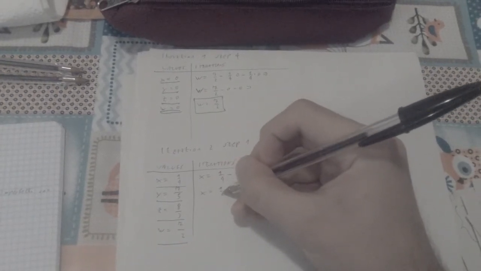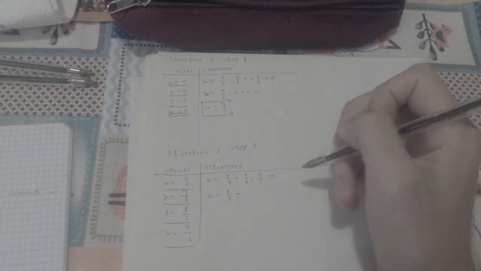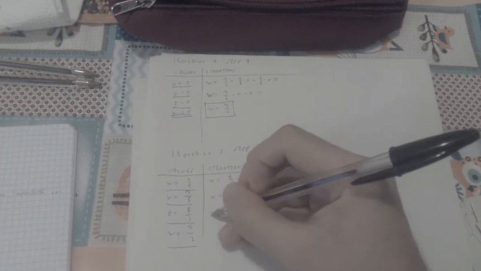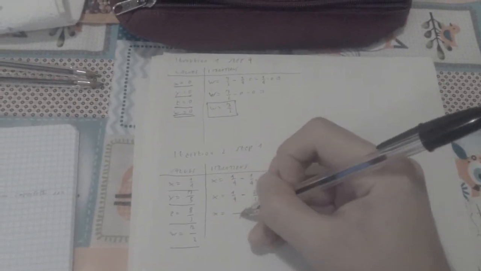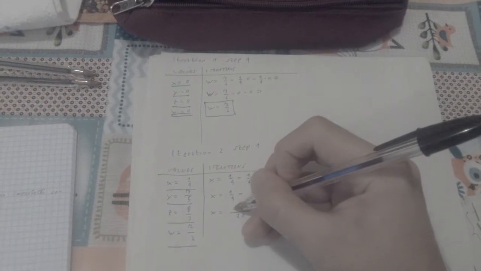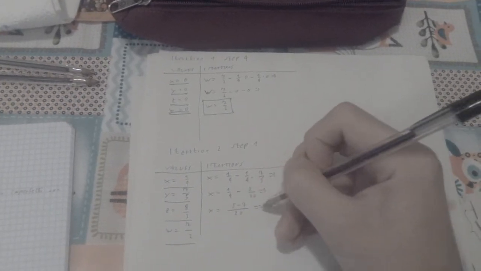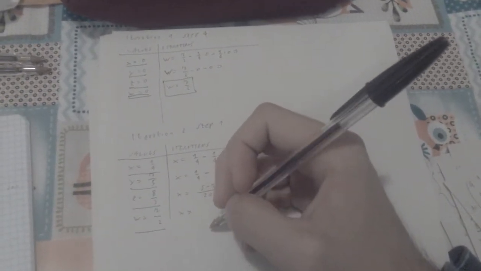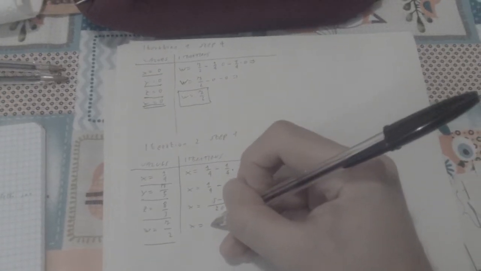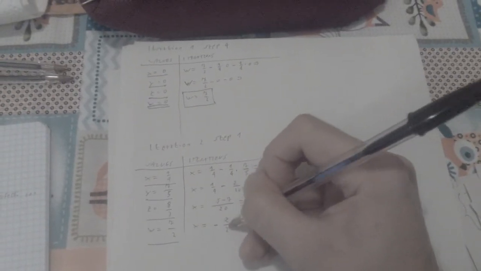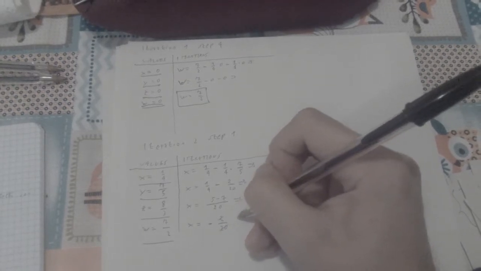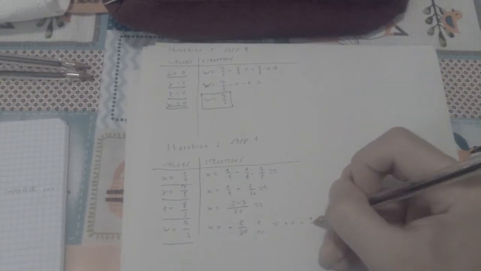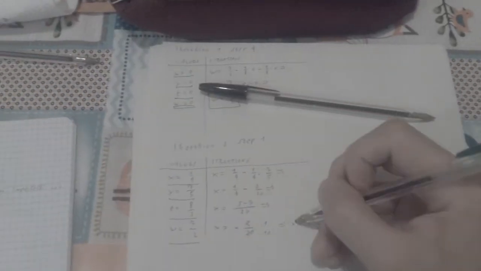So, 1 over 4 minus 2 over 20. So x is actually going to be equal to 2 over 20, 5 minus 7. So x is actually going to be equal to negative 2 over 20, which you can simplify as 1 and 10. So x is actually going to be equal to negative 1 over 10. There we go.